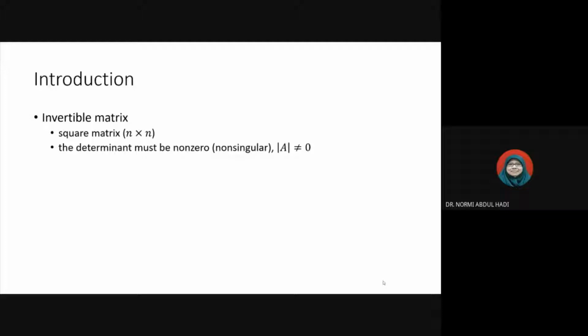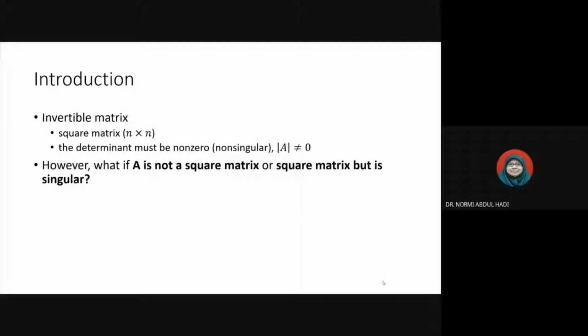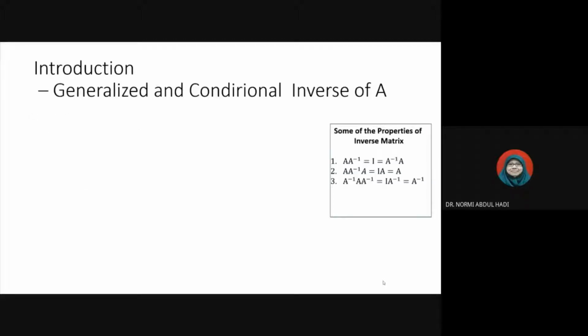So what if your matrix is non-square, or it is square but it is a singular matrix? What if A is not square and singular? For this case, we need generalized and conditional inverse. So these are the properties of the inverse matrix.